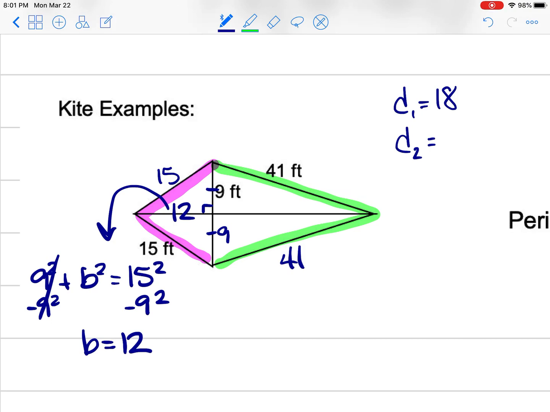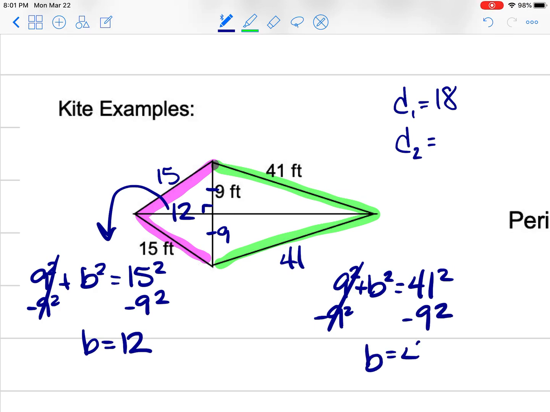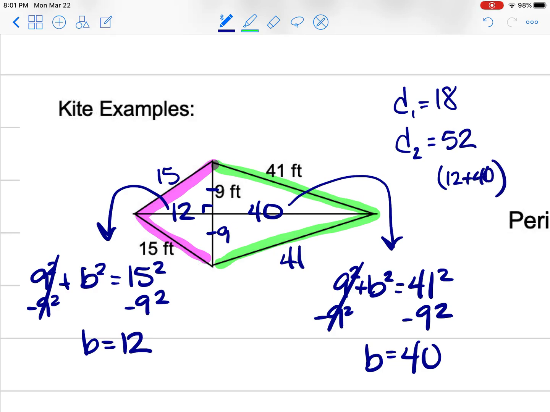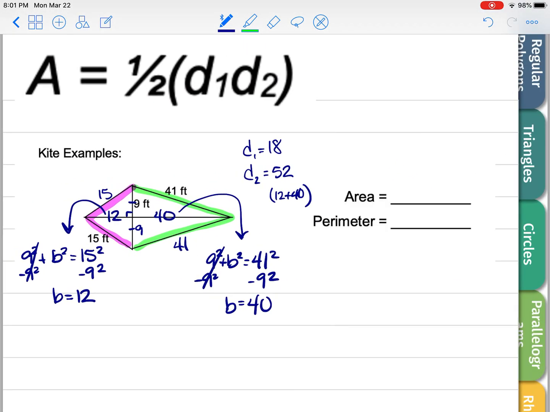And now we're going to do the same thing with the 9 and the 41. 9 squared plus b squared equals 41 squared. Subtract the 9 squared over, square root, and b would equal 40. Now we know that our second diagonal, if we add the 12 and the 40 together, that would give me 52. And so now we're ready to go.